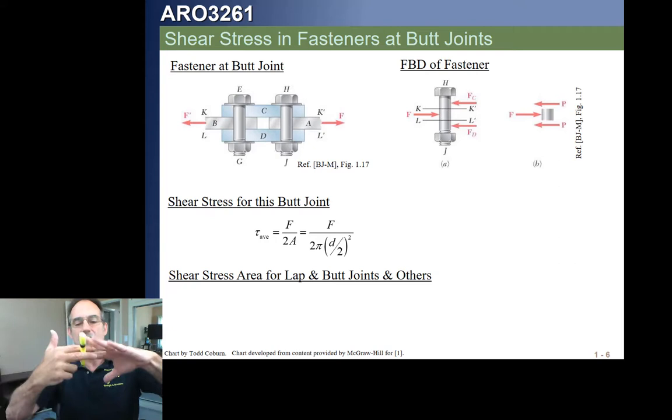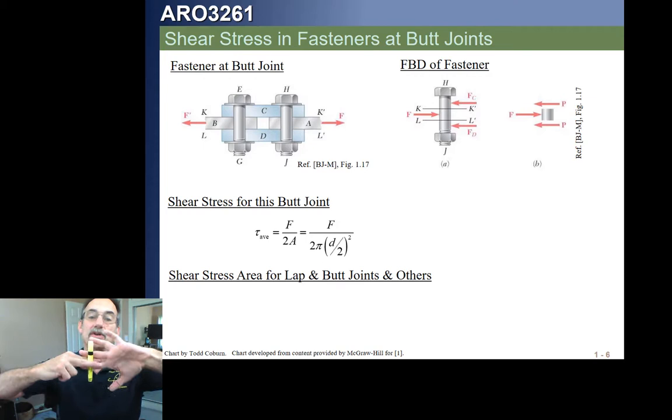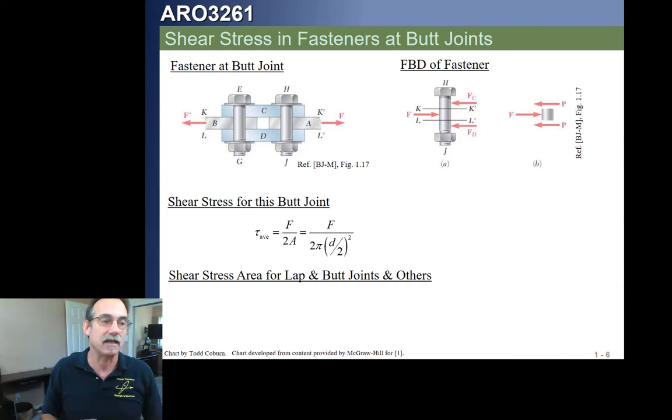Whatever force is in this fastener, half of that comes up and half of this comes down. So the shear stress in the fastener is now P over 2, right? P over 2 divided by the area of the fastener. It's called double shear because we have two shear planes.